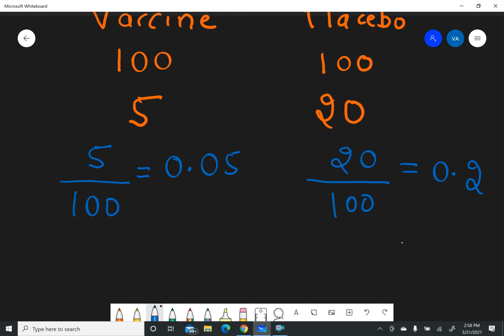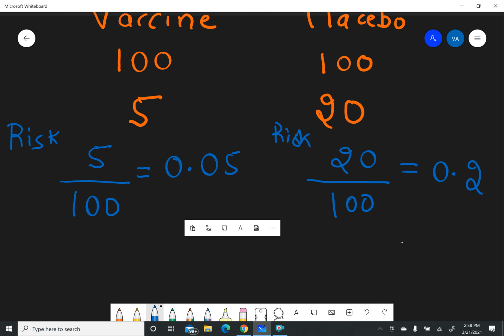So this is called risk. That's the infection risk in the vaccine group, and this is the infection risk in the placebo group. So 5 divided by 100 is 0.05 for the vaccine group, and for the placebo group it's 20 divided by 100, which gives you 0.2.